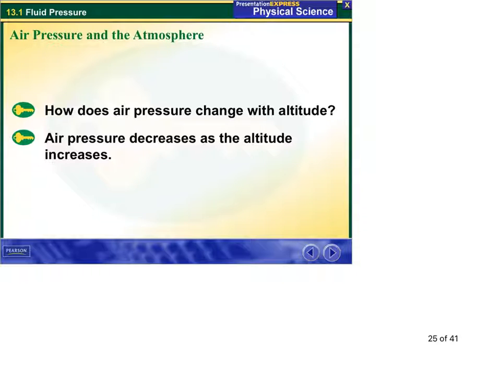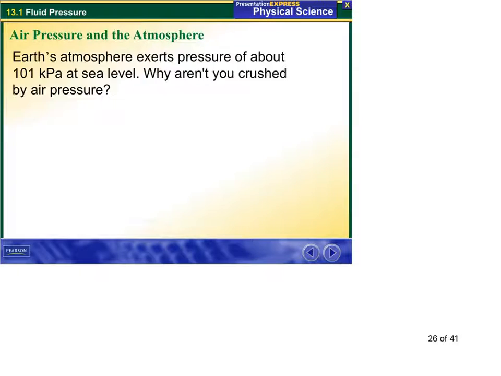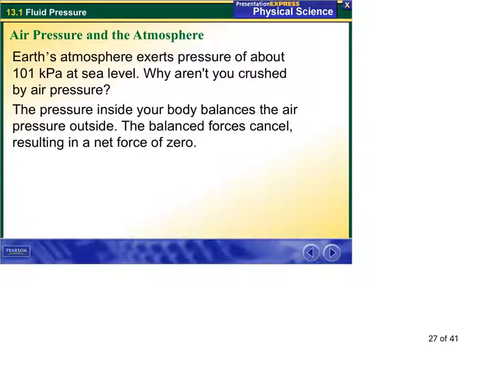Air pressure in the atmosphere. How does air pressure change with altitude? As you go higher up, the air pressure is going to decrease. Earth's atmospheric pressure is about 101 kilopascals at sea level. Why aren't you crushed by air pressure? 101 kilopascals is a tremendous pressure. But pressure inside our body balances out the pressure outside, and these cancel, resulting in a net force of 0.